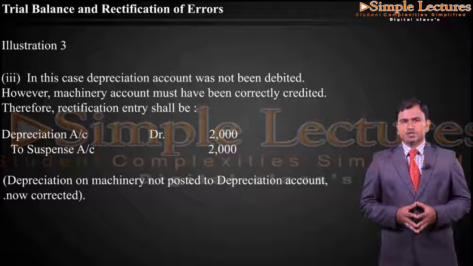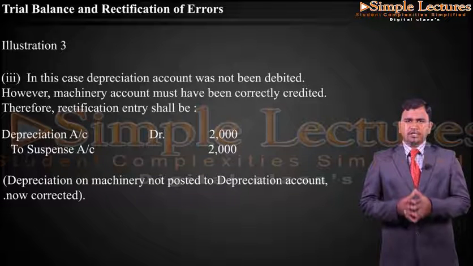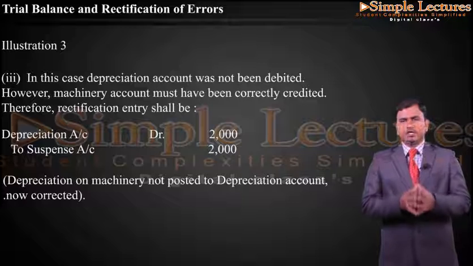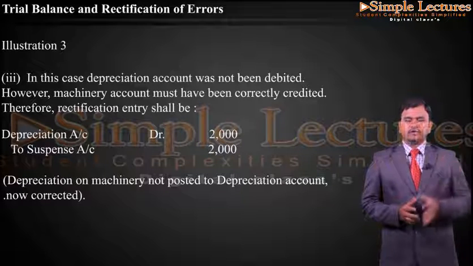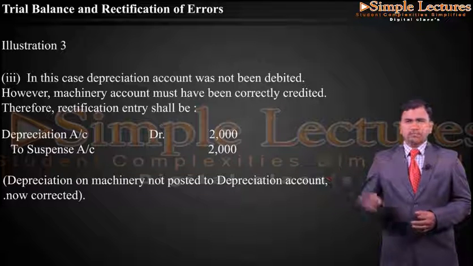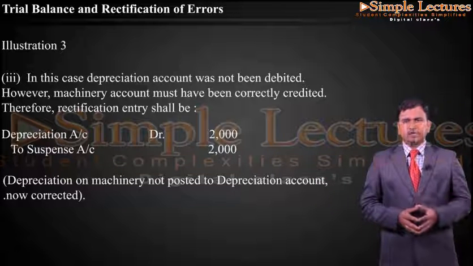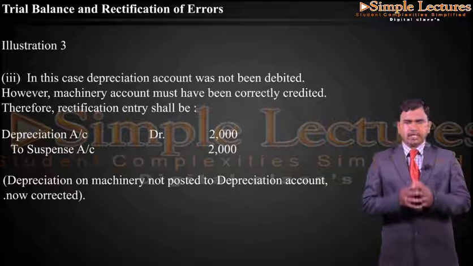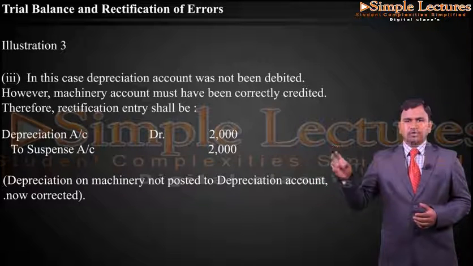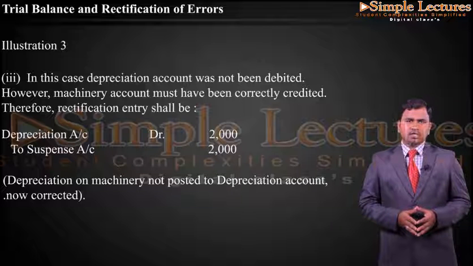And coming to case 2, in this case posting was not made to the machinery account. It is to be assumed that the depreciation account should have been correctly debited. Therefore the rectification entry will be suspense account debit to machinery account, 2000 debit and 2000 credit, and the narration will be depreciation on machinery not posted to machinery account, now corrected.